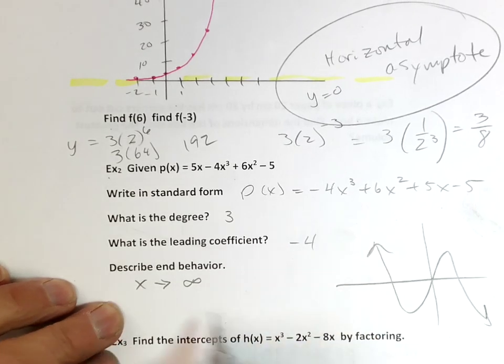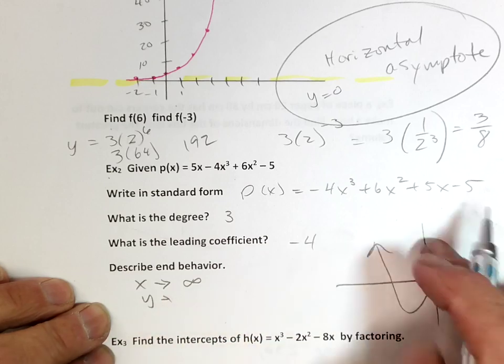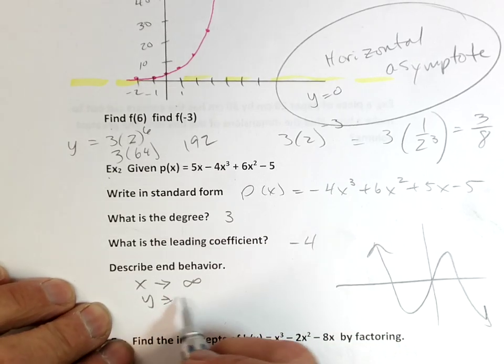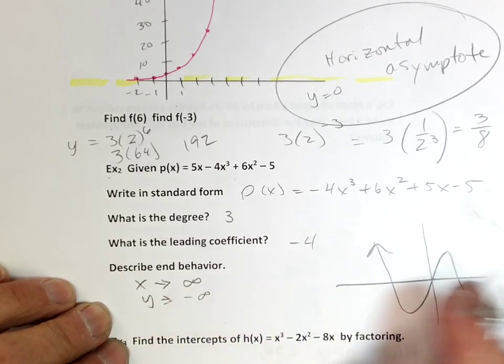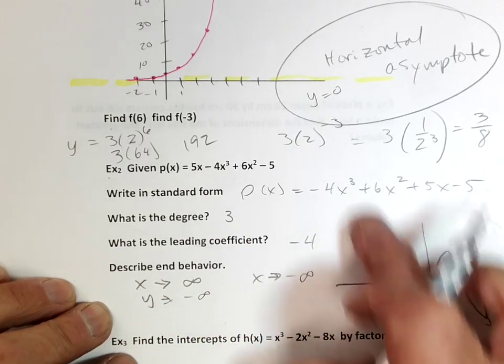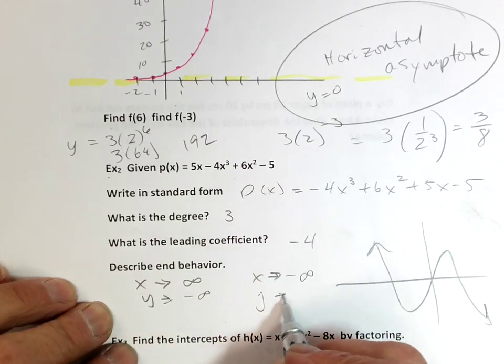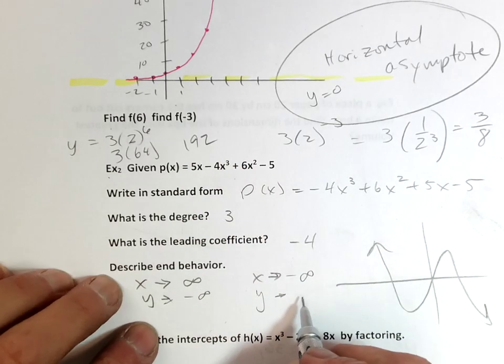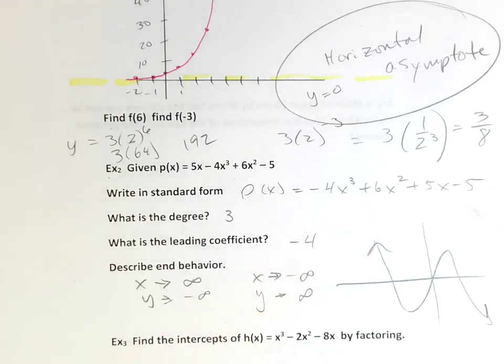Y is approaching negative infinity. Yes, it's going down, right? It's going down. As x is approaching negative infinity, what's y approaching? And we don't even need to graph it. We can graph it if you're curious, but I don't need to graph it because I just know. So the degree tells us a lot, and the leading coefficient tells us the rest as far as the shape and where the graph goes, okay? All right, not bad?